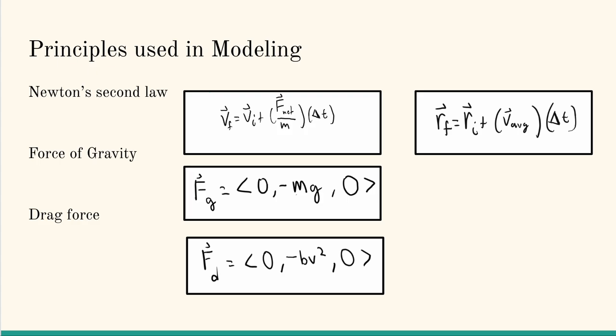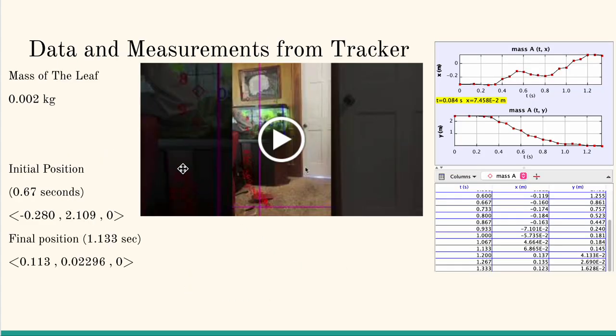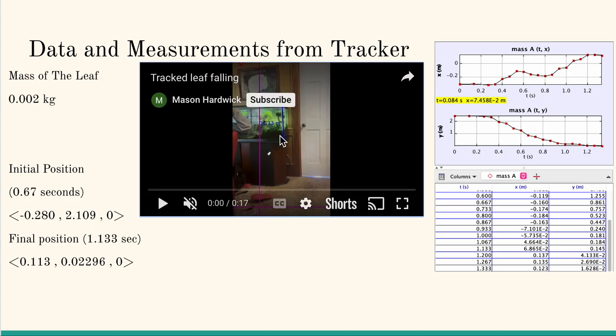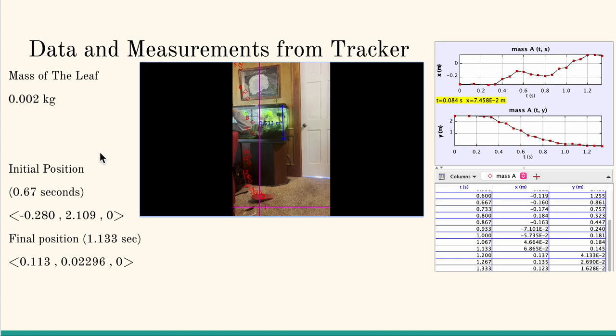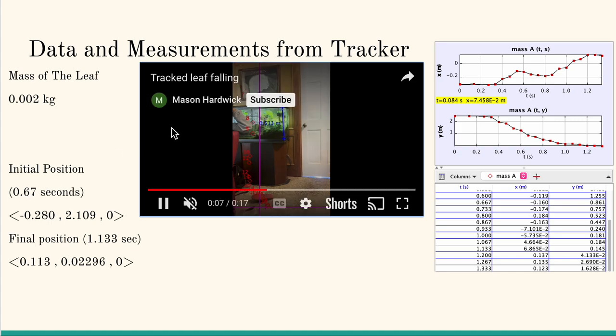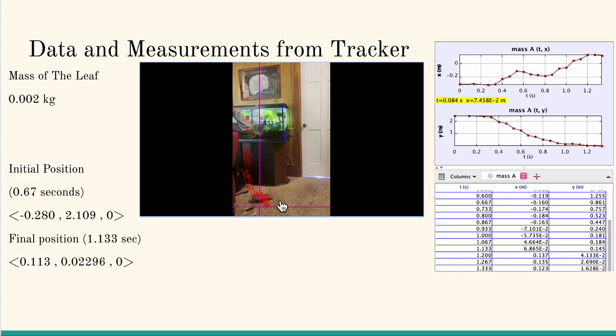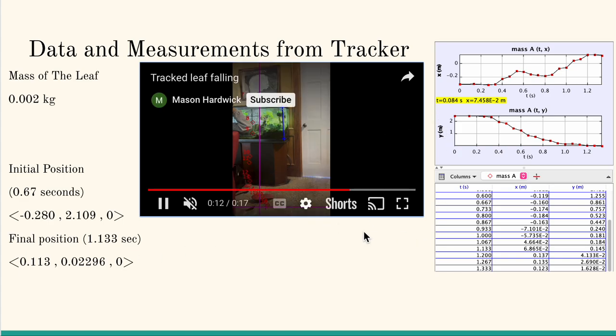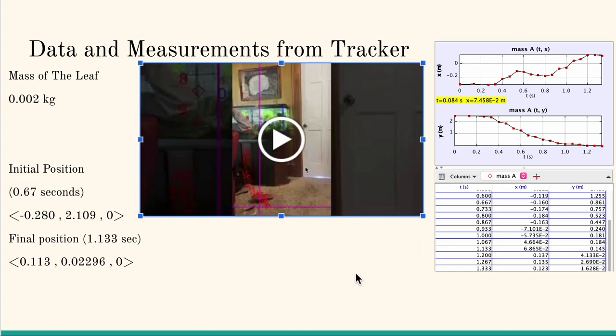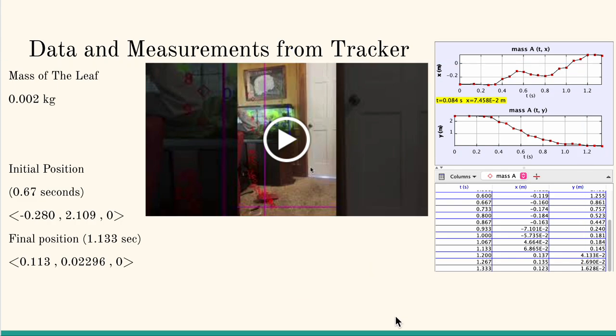motion. So there were several principles used in modeling for this experiment. Those are Newton's second law, which you can see right here, the equation for the force of gravity, the equation for that's right here, and drag force right here. So the mass of the leaf was measured, and that is recorded right here, and that will also be in our data in further slides. And we also recorded initial position and final position. Here's the leaf as it fell, and this data was used in the coding.